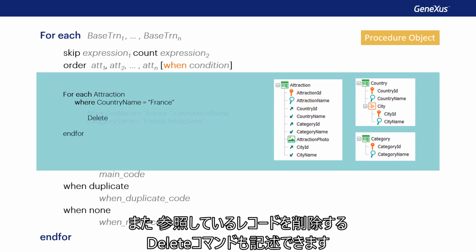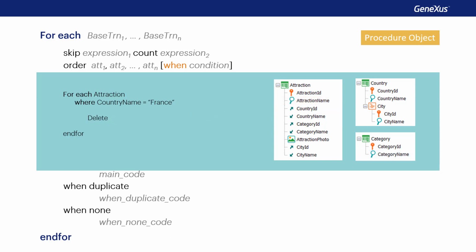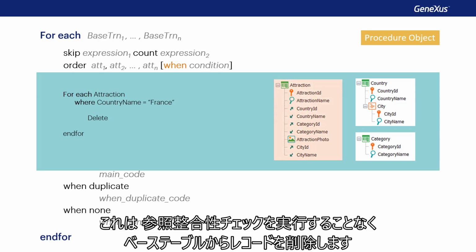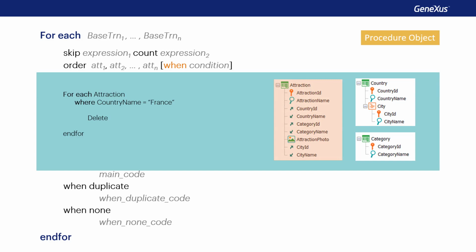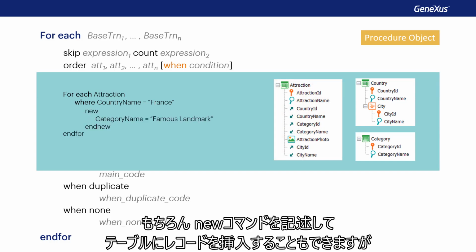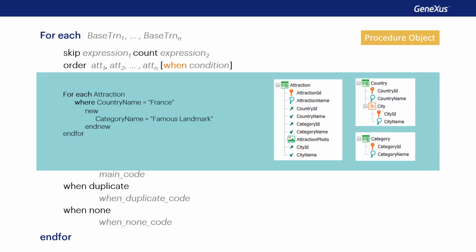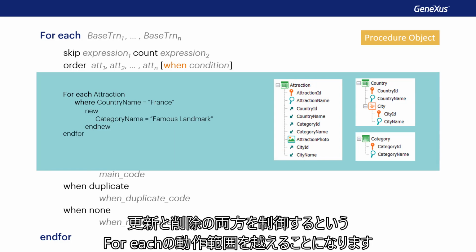We can also write a delete command to delete the record on which we're positioned, and it only deletes the record from the base table without performing referential integrity checks. Of course, we can also write a new command to insert a record into a table, but this goes beyond the behavior of the for each, which controls both updates and deletions.